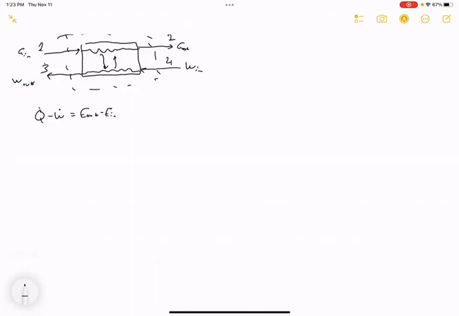But the point is, what about Q and W? Is there heat exchange in this system? Is there heat exchange with a heat exchanger? Well, that depends on how you define the system.